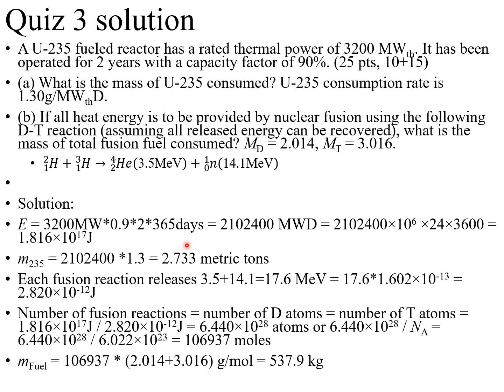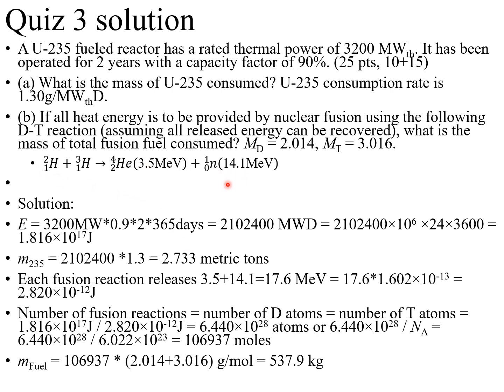Then go to the next one. If all heat energy is to be provided by nuclear fusion using the following DT reactions, assuming all released energy can be recovered, what is the mass of total fusion fuel consumed? We know the atomic mass for deuterium, and we also know the atomic mass for tritium.